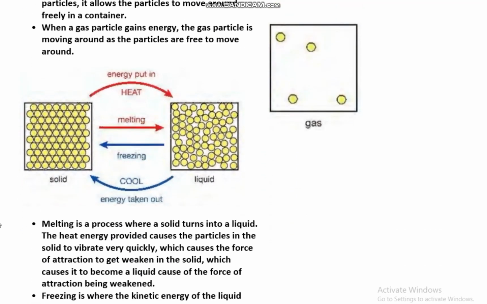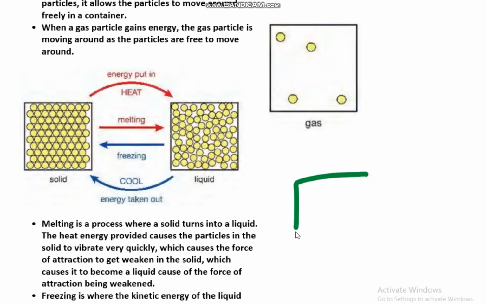Then we have melting and freezing. Melting is a process where a solid turns into a liquid. The heat energy provided causes the particles in the solid to vibrate very quickly, which causes the force of attraction to get weakened in the solid, which causes it to become a liquid because of the force of attraction being weakened.